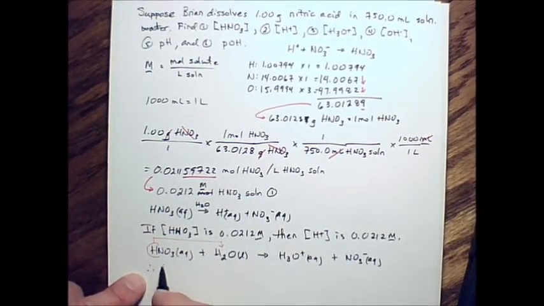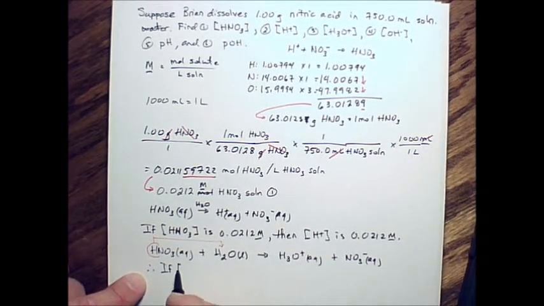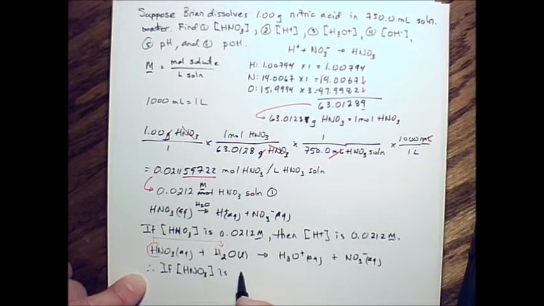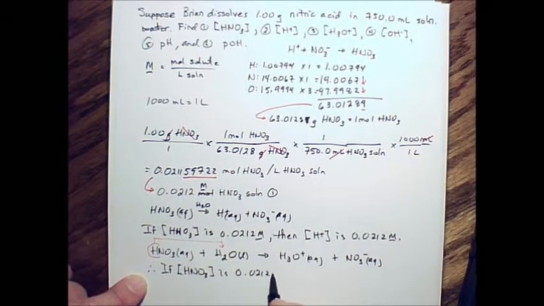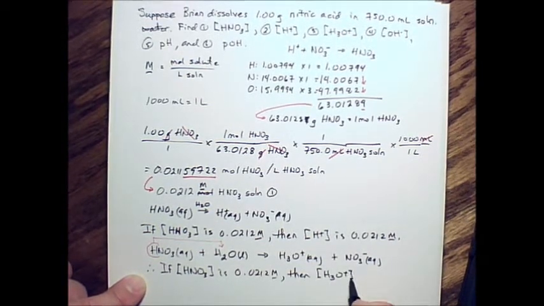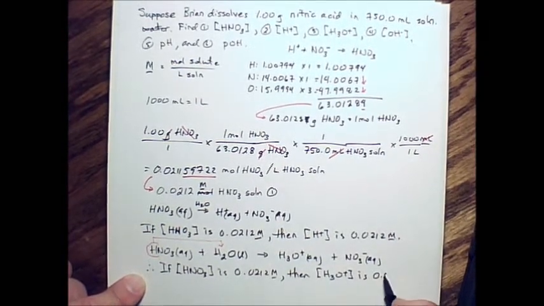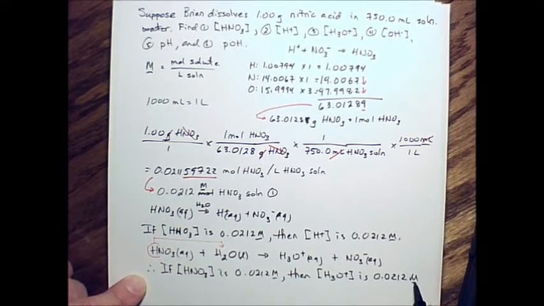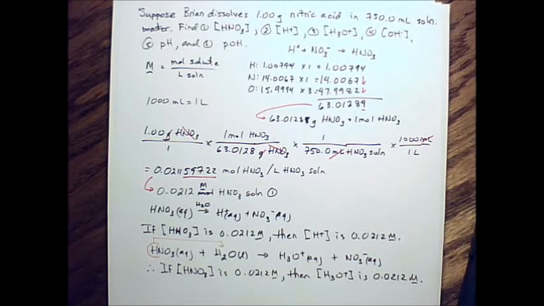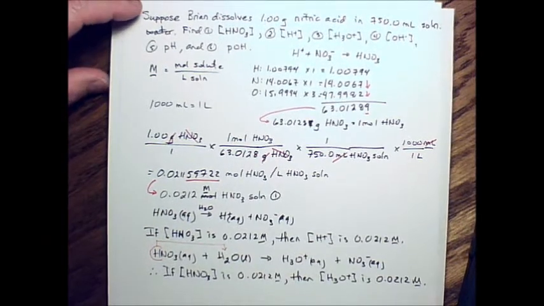Therefore, if the concentration of HNO3 is 0.0212 molar, then the concentration of hydronium is 0.0212 molar, but that only applies because this is a strong monoprotic acid. A single hydrogen comes off that, okay, and it dissociates completely.